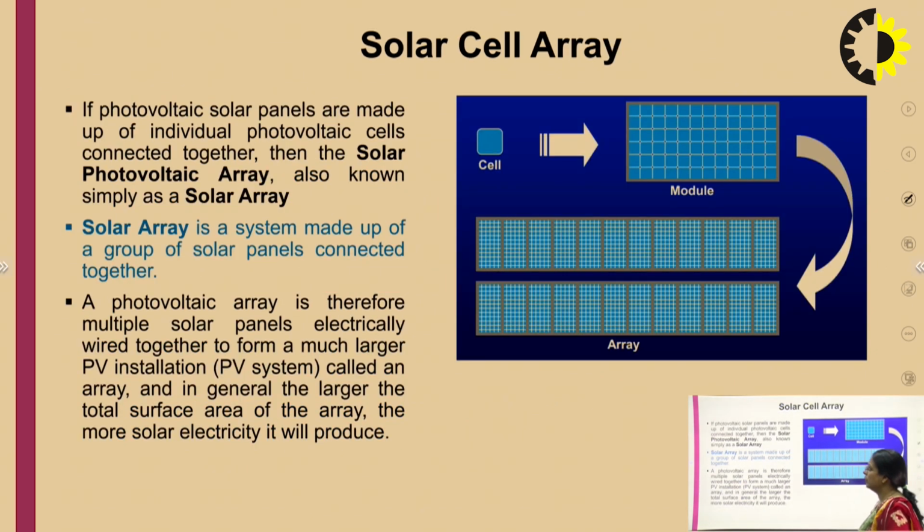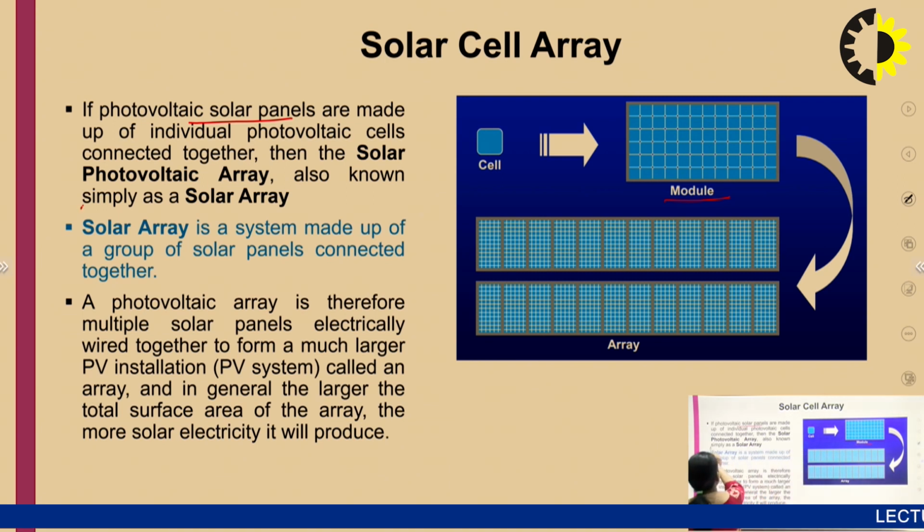Now, what is a solar cell array? If photovoltaic solar panels are made up of individual photovoltaic cells connected together, then it is the solar photovoltaic array, also known simply as a solar array. You can see this is the solar array. Here this is one cell, and a large number of cells combined form a module, a single module, and when some modules are combined together they form the solar array, right?